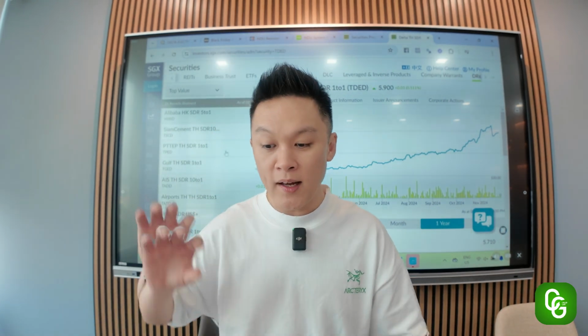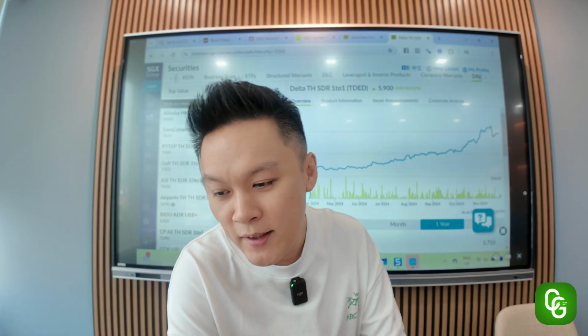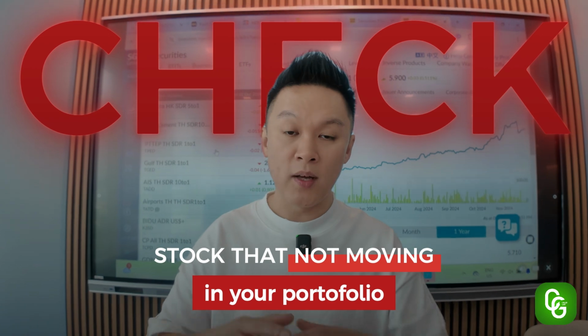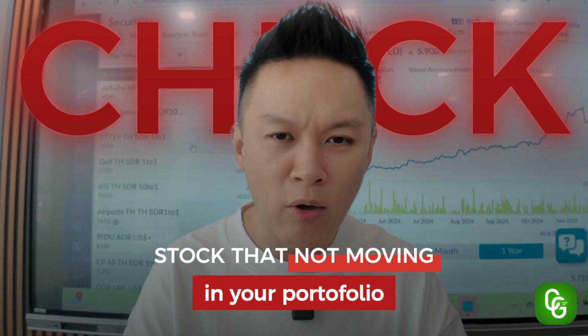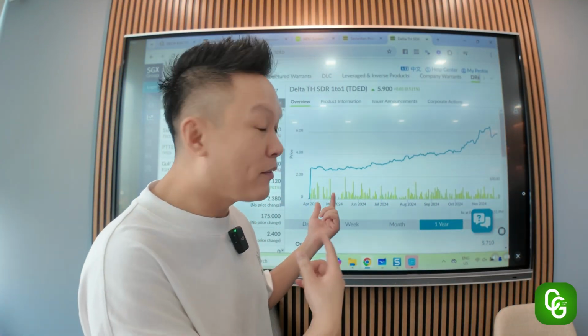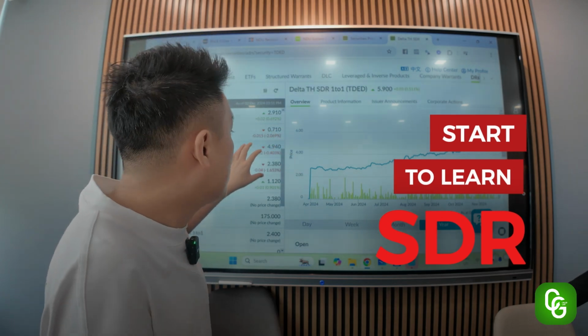You can look at these companies. They have movement. They are traded in Sing dollar. It means there are more blue chip stocks right now in Singapore, so you are no longer stuck to the same stocks. What you can do now is check which stocks in your portfolio are not moving, and look at some of these, whether they suit your portfolio or not. Do you want to change or switch? Understand or not? If not, start to learn about this SDR.